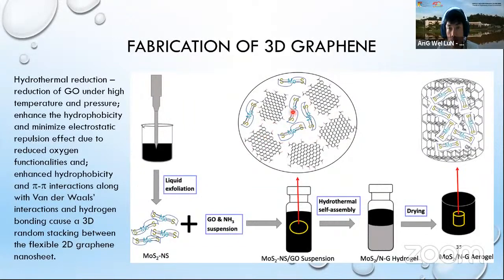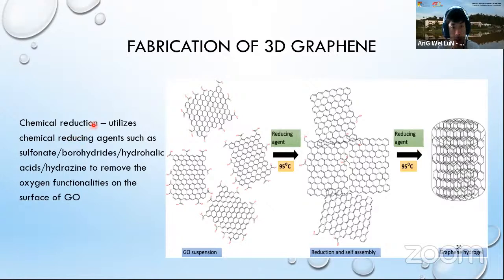Because we are removing the functional groups, the yellow color here, they are able to come closer to each other and bind to each other to form an aerogel in this case. Chemical reduction is another approach, where we use a chemical reducing agent such as sulfonate, borohydrides, and so on to remove the oxidant functionalities on the surface of the graphene oxide, so that they can come closer and stack together to form, in this case, a hydrogel.